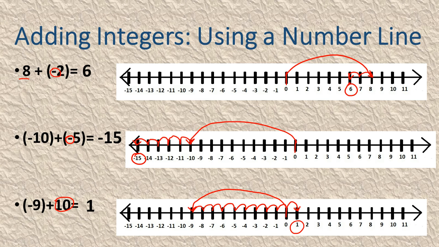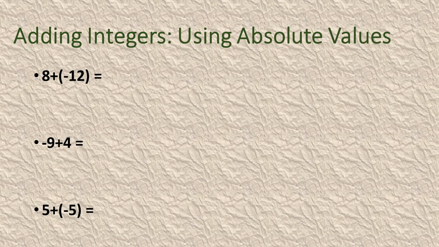Our final strategy is going to be adding integers using absolute values. So let's take a look at this strategy a little bit. There are some rules that go along with it. And this is actually the most useful strategy when we start dealing with bigger numbers. So our first thing that we have to do is find the absolute values. Remember that the absolute value is the distance to 0.